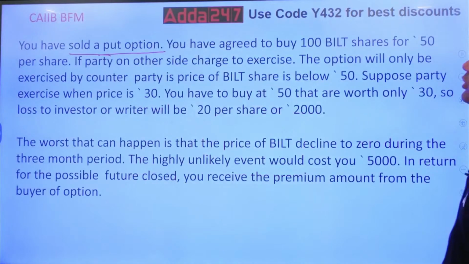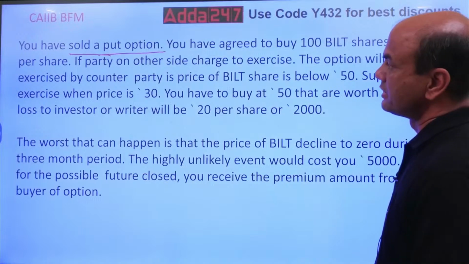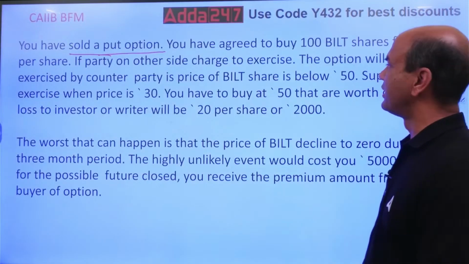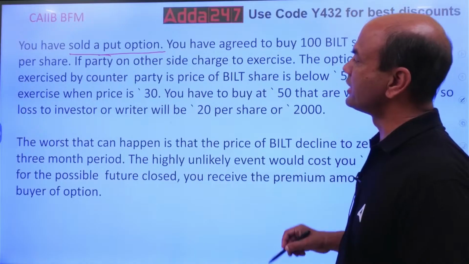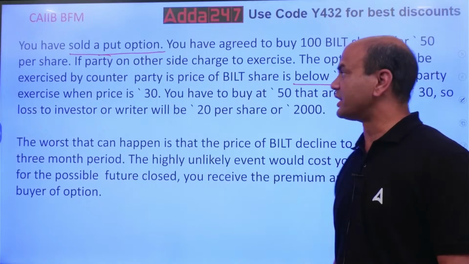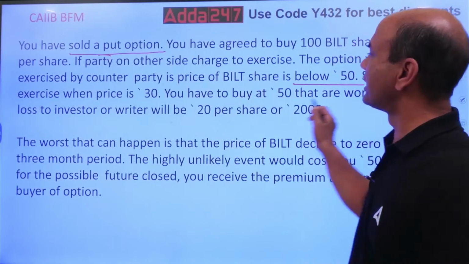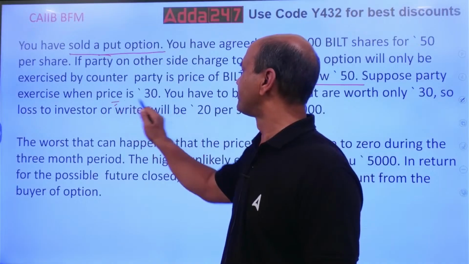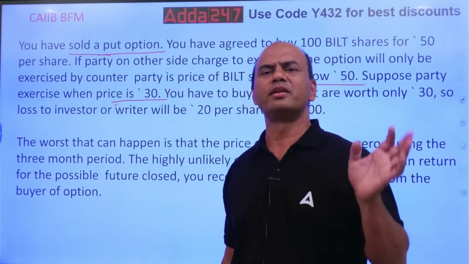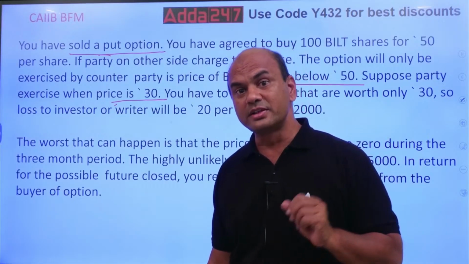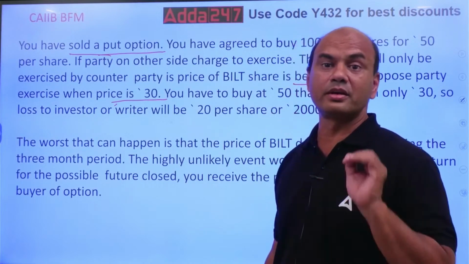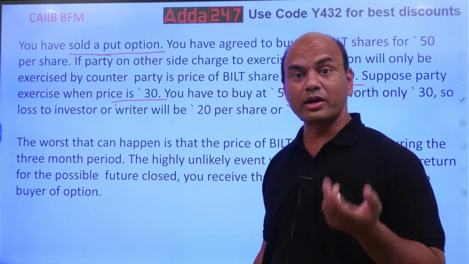So, you have agreed to buy 100 shares for 50 per share. If the party on the other side chooses to exercise, it means they buy it. The option will only be exercised by the counterparty if the price of the share is below 50. Suppose the party exercises when the price is 30. I said the share price will not go below 50, so I will buy at 50. And now the share price goes from 50 to 30. So what am I? I am the loser.